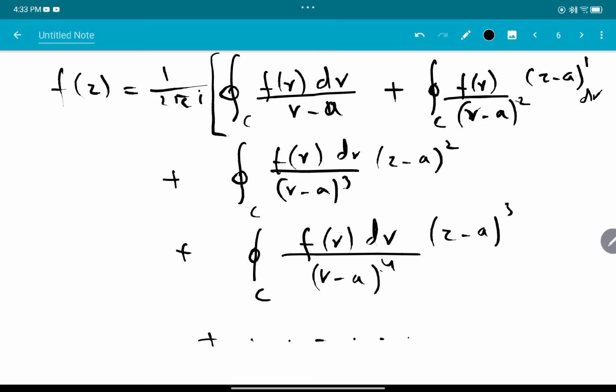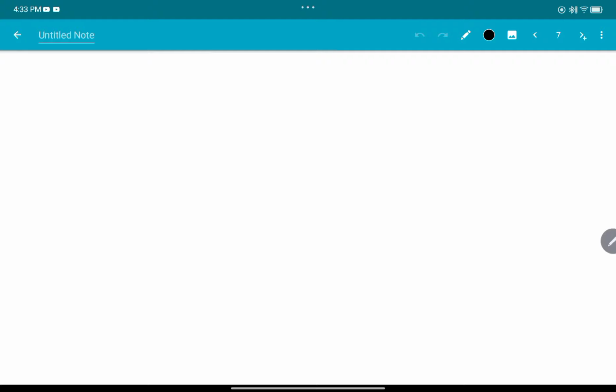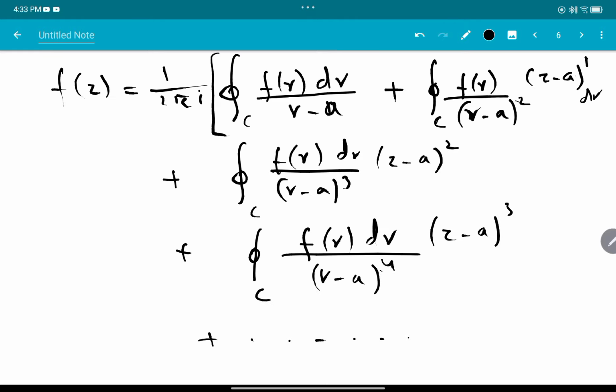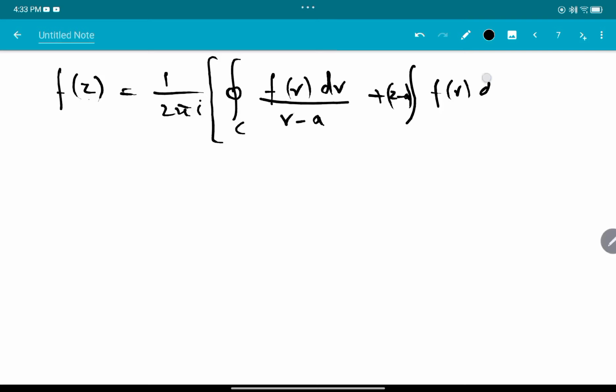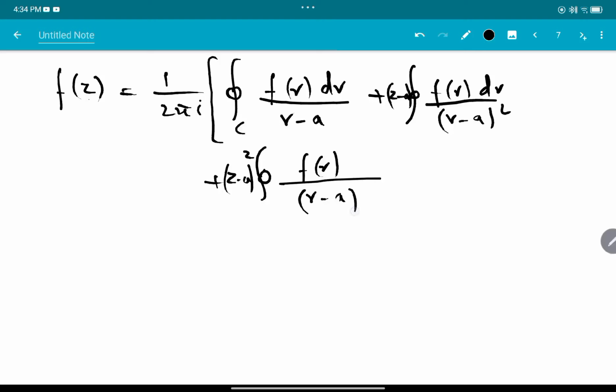Going to a new page, I will write f(z) is equal to 1 by 2 pi i, then repeat these integrals. Integral over C of f(gamma) d gamma divided by (gamma minus a), and one more thing, that is (z minus a) times the integral of f(gamma) d gamma over (gamma minus a) squared, then (z minus a) whole squared times the integral of f(gamma) d gamma over (gamma minus a) whole cube, plus, and similarly for other terms.